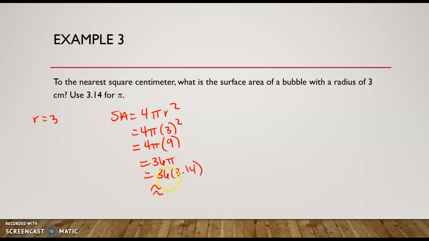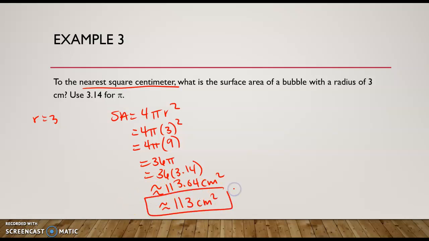So 36 times 3.14 is approximately 113.04 centimeters squared, but it wants the nearest square centimeter, which means whole number. So that is approximately 113 centimeters squared. That is to the nearest whole number. And that's the surface area of a bubble. All right, so, like I said, when it comes to surface area and, when we get to it, volume, really, you just have to list out what you know, plug it in, find your answer.